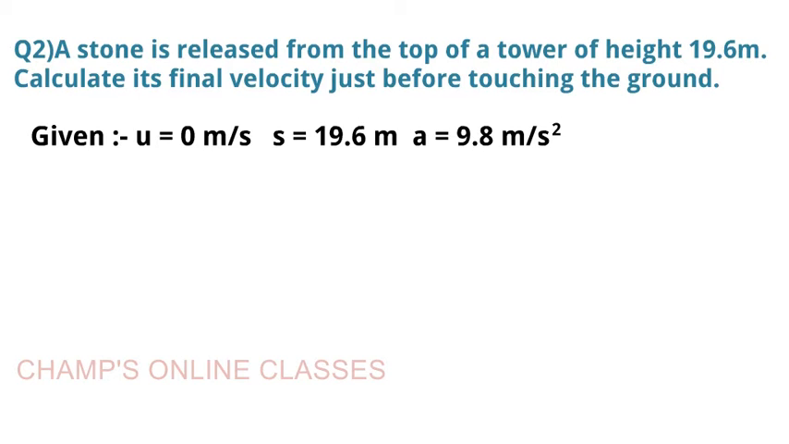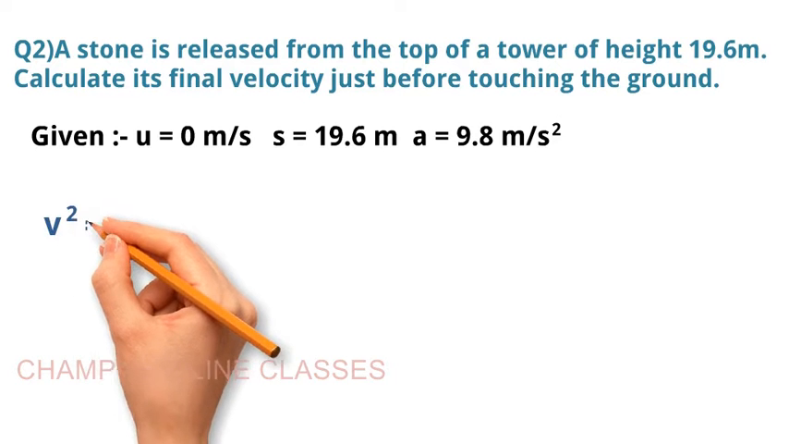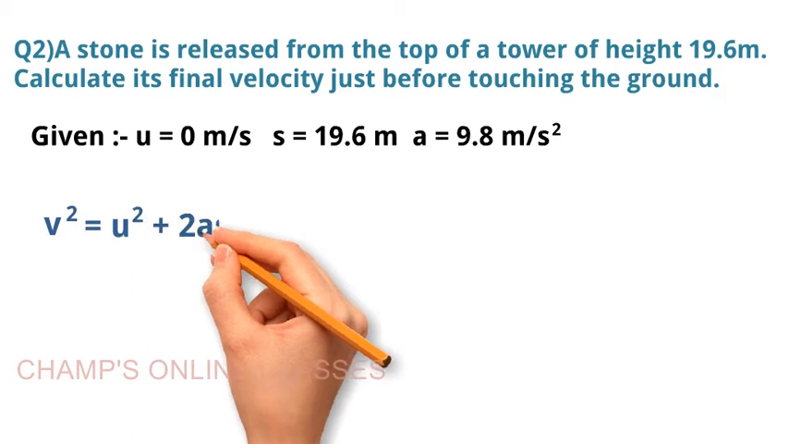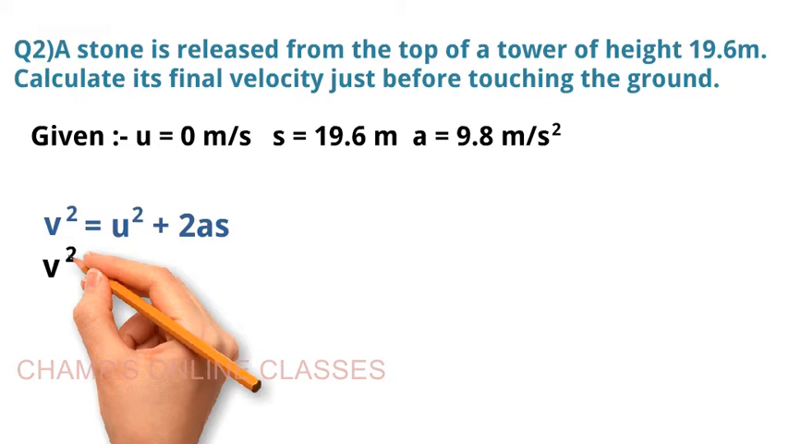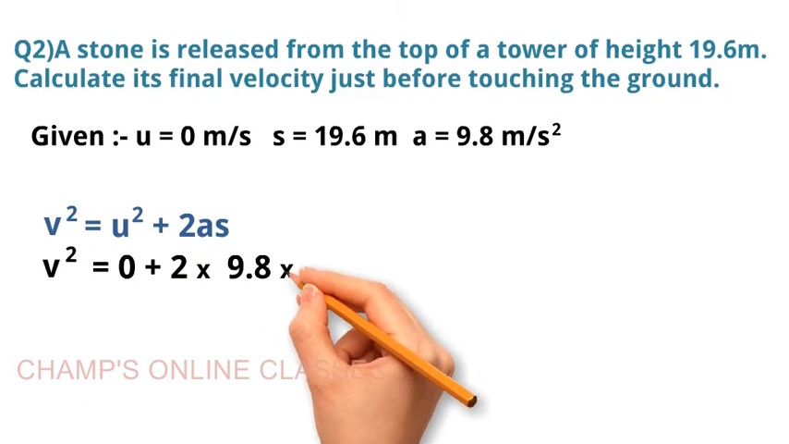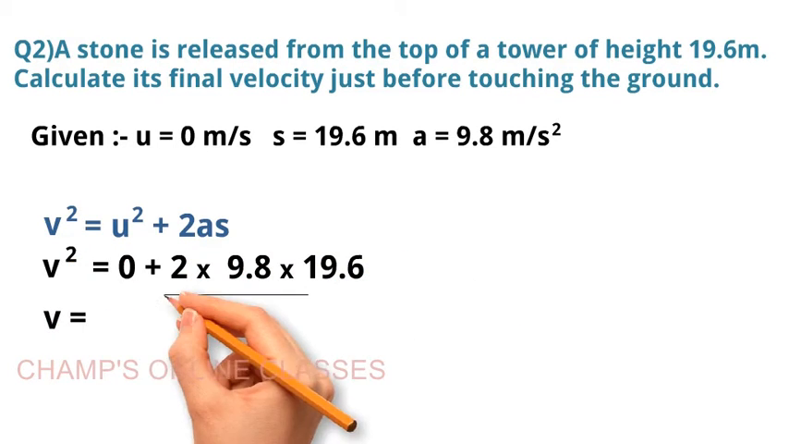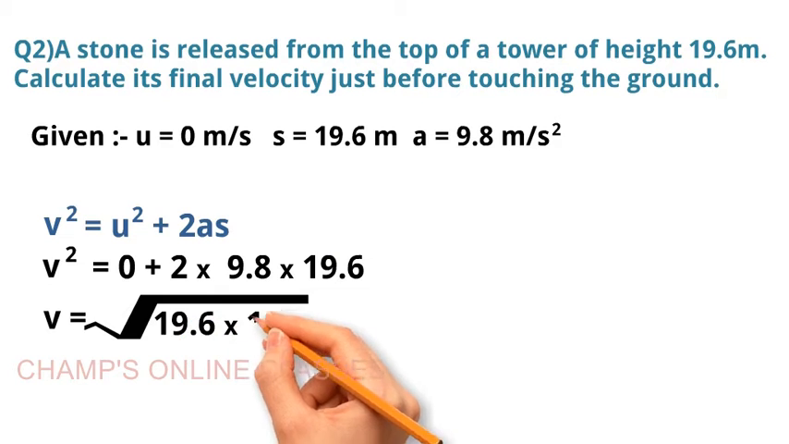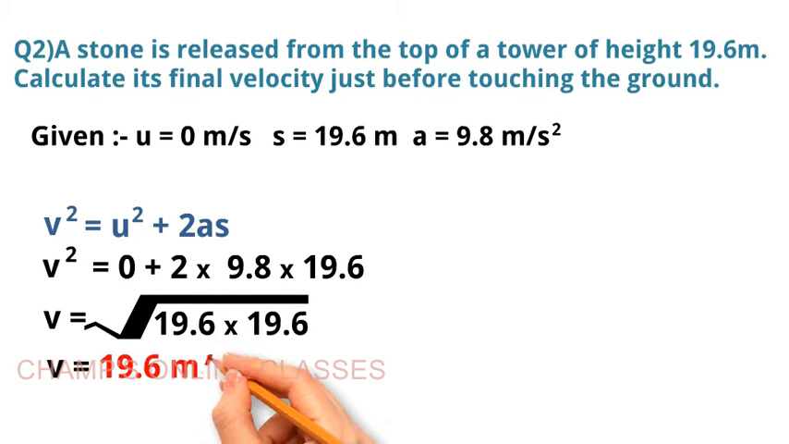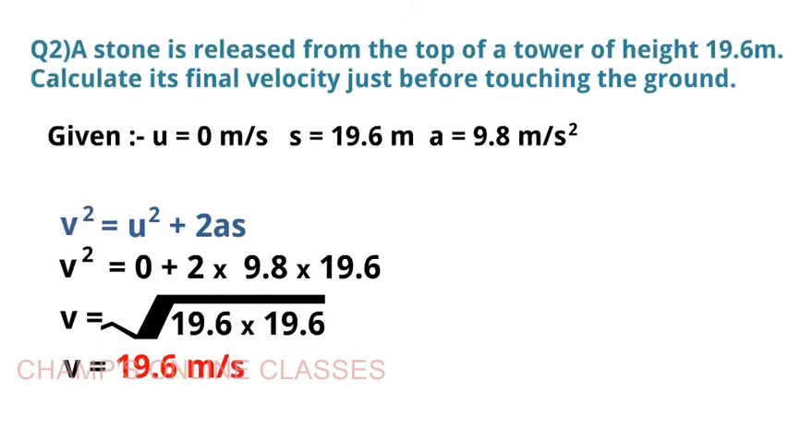Now to find the final velocity, that is the velocity just before touching the ground, we will be using the third formula of motion, that is v square is equal to u square plus 2as. Substitute all the values in the equation and solve it. After solving, we get the final velocity as 19.6 meters per second.